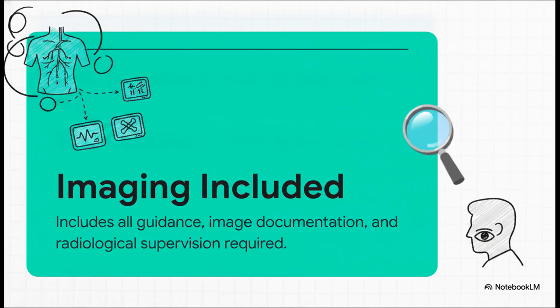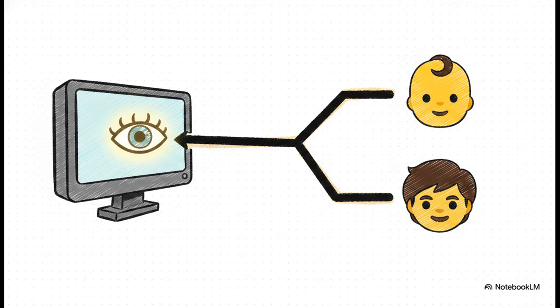You aren't just coding for the physical insertion of the tube. You're simultaneously capturing the imaging guidance, the image documentation, and the radiological supervision and interpretation. It is a fully bundled service. When imaging guidance is fully utilized, we just pivot to code 36572 for patients under 5 and 36573 for those 5 and up. Just like our baseline codes, we assume there's no subcutaneous port involved.